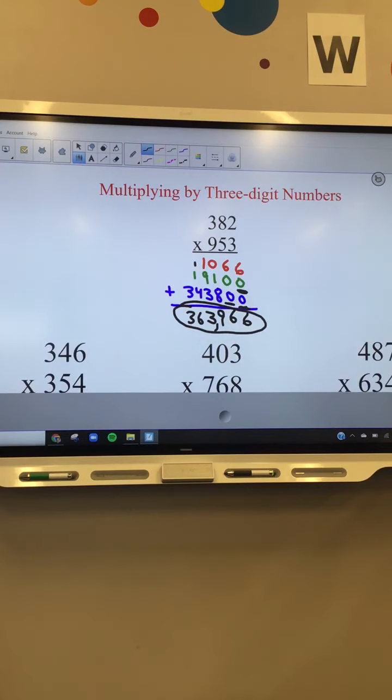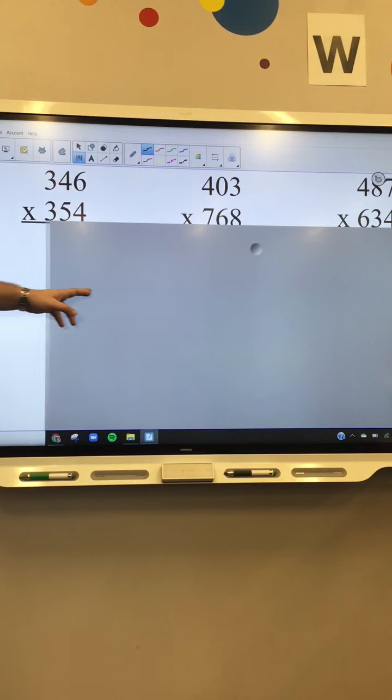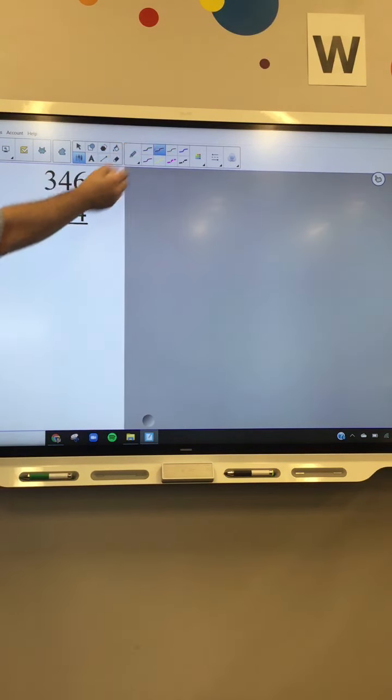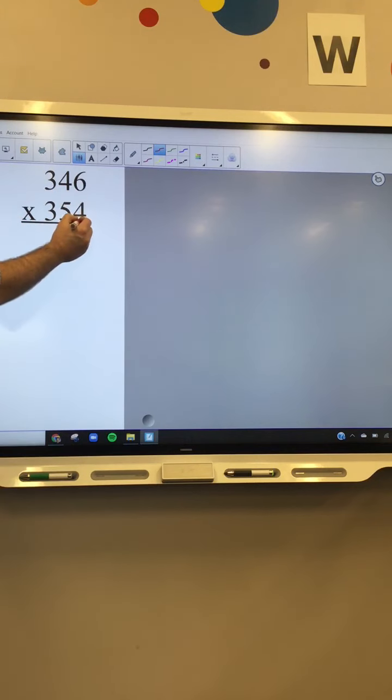So let's try one together on a piece of paper. Here, we'll even hide that. Okay, go ahead and write 346 times 354. Are you in pain just writing this down? Oh, there's 2 numbers and they both have 3 digits. Oh. All right. So again, you're going to pretend the 35 is not even there. We are focusing just on this 4.